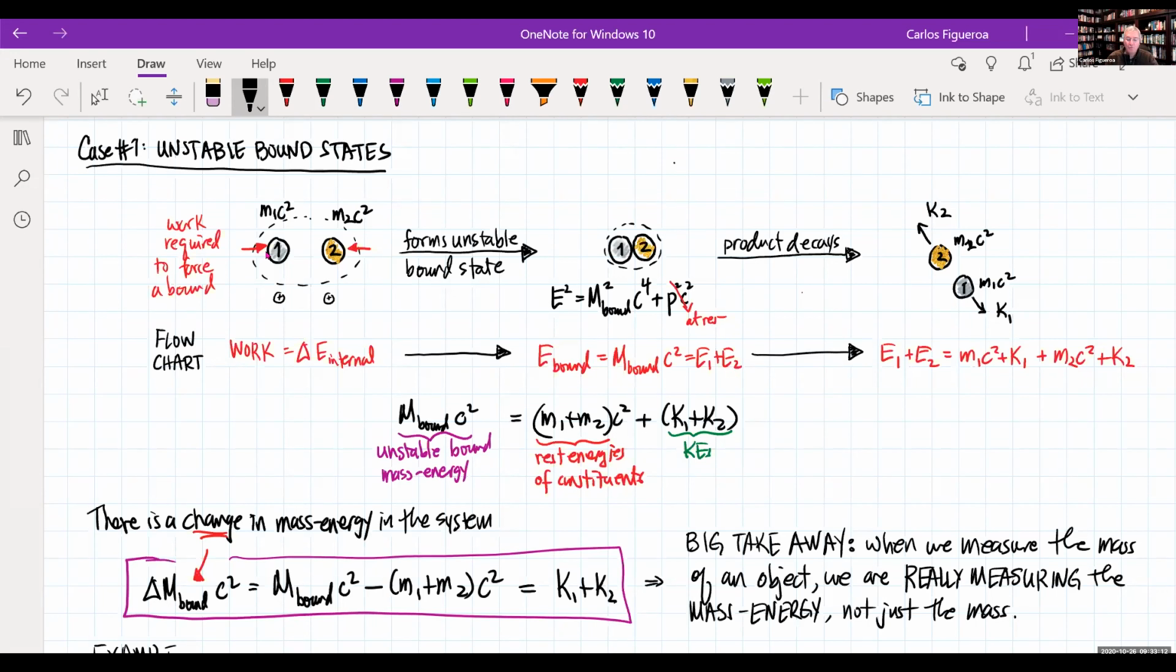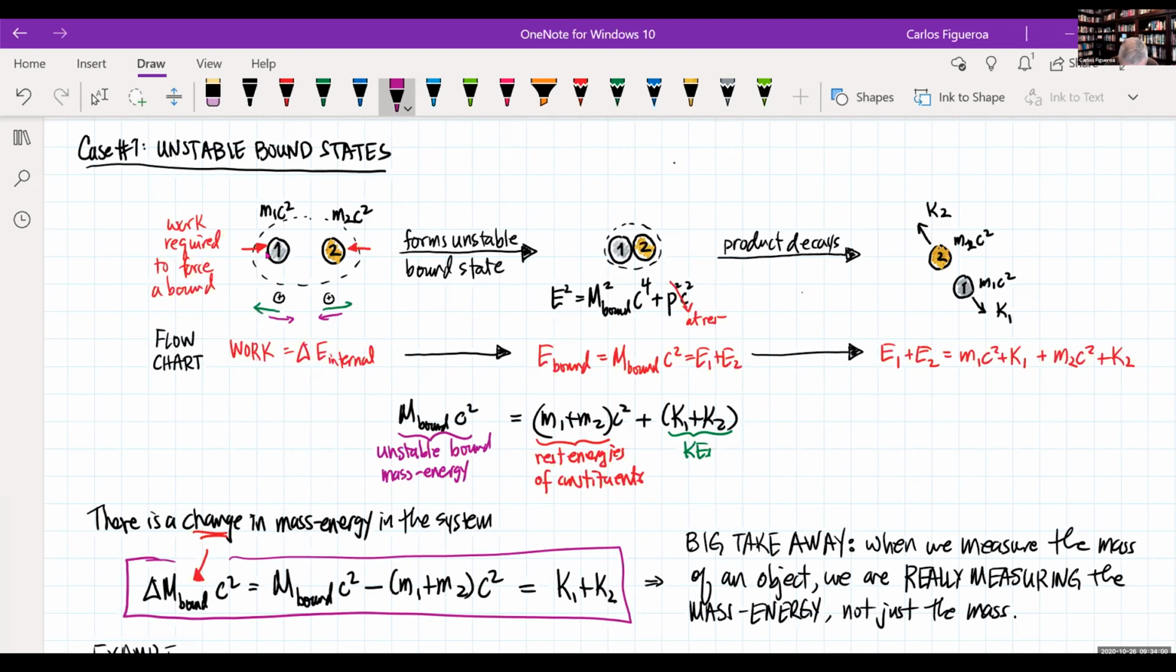So now I have two forces that are working against each other. There's the electrical repulsion that is pushing these apart, and then there's the strong nuclear force that is pulling these together. I have two competing forces. That is true of almost every single bound system that occurs in nature. So the flow chart is: if this electrical repulsion is stronger than the strong nuclear attractive force, I form an unstable bound state. And we talked about this like a spring Velcro type system.